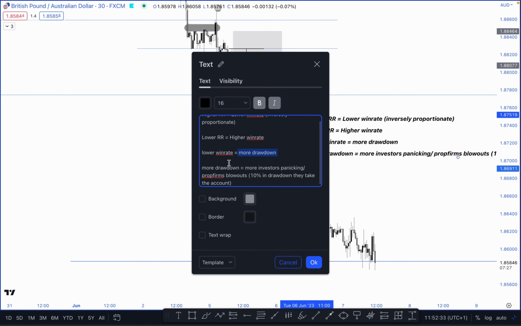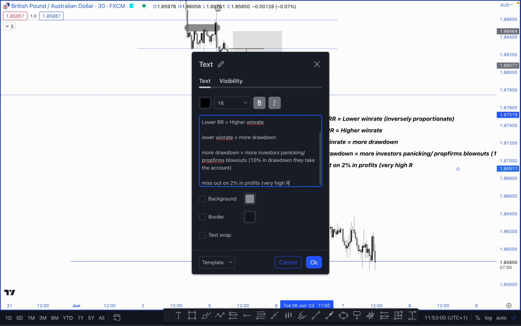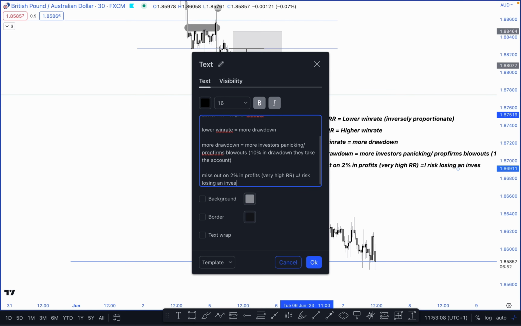The way I minimize this is by increasing the win rate. The way I increase the win rate is I decrease the risk to reward ratio. Very simple equation. I care more about my drawdown than to just have this one trade that runs into my TP, because as I told you, I would much rather miss out on, let's say, an additional 2% in profits because I didn't hit this very high risk to reward ratio, than to risk losing an investor or a prop firm account.